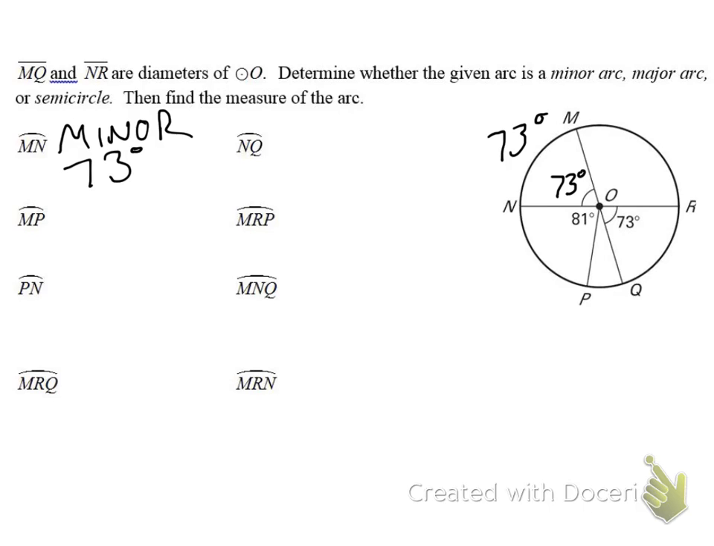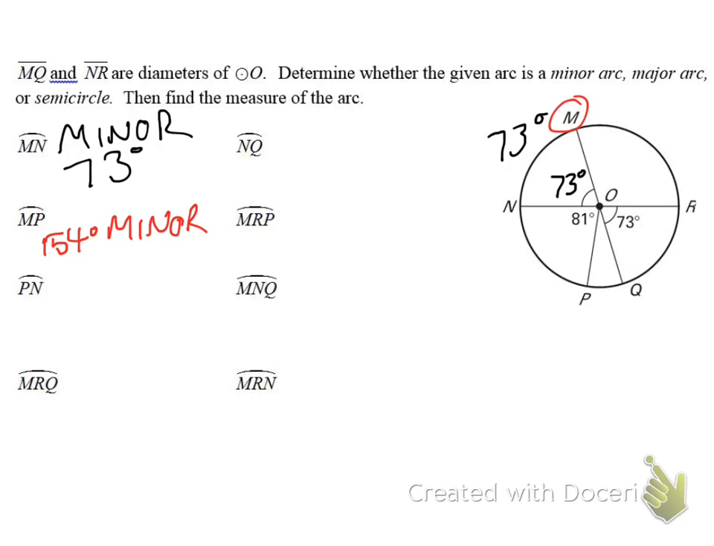All right, and maybe I'll change colors so we know which one I'm on. MP, so now I'm looking at M to P. I'm going from M all the way around to P. So for M to P, I have to add 73 and 81, so that's going to be 154 degrees, and that is less than 180, so again, this is a minor arc. Again, minor arcs are less than 180, major are bigger than 180, semicircles are exactly 180.